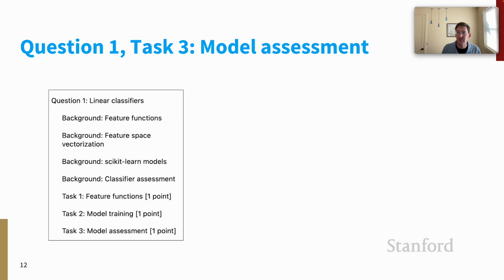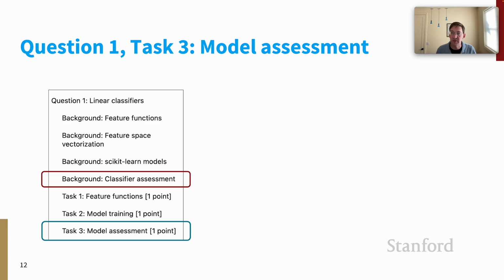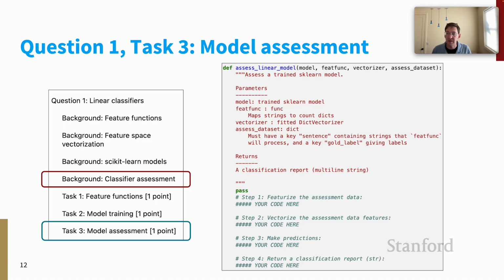Question 1, task 3 is very similar. This is model assessment. Work through the background section, and then you should be well set up for the question itself. Again, the core task is to complete a simple function. This one is called assess linear model. We've provided documentation, and we've walked you through the steps that you need to take. It should be straightforward because, again, the idea here is to give you another tool that you can use for very efficiently assessing models that you've trained so that you can iterate toward really interesting models if you decide to.